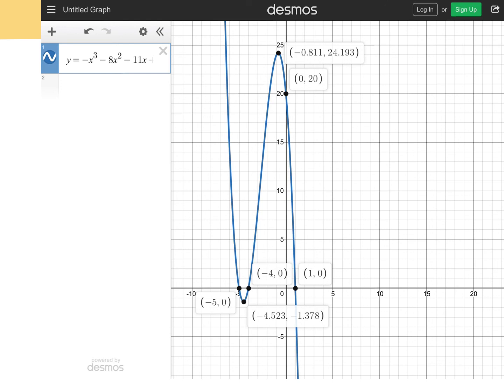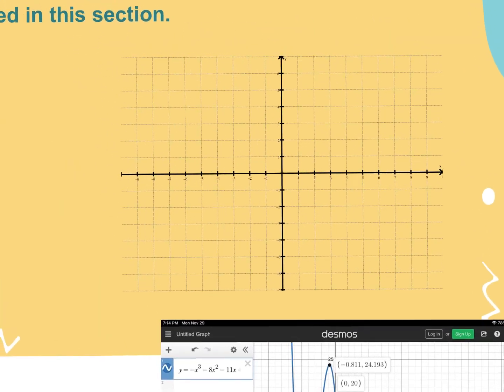So I'm going to do synthetic division with the +1 to break it down so it's quadratic. Then from there, I'm going to see if I can factor it. If not, I'll use the quadratic formula. So let's go ahead and do the synthetic division.